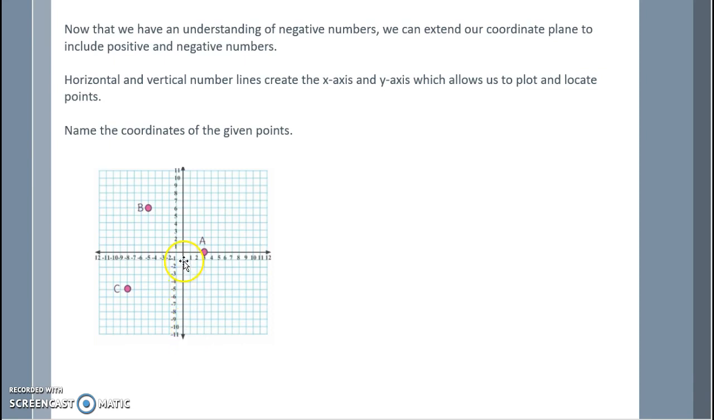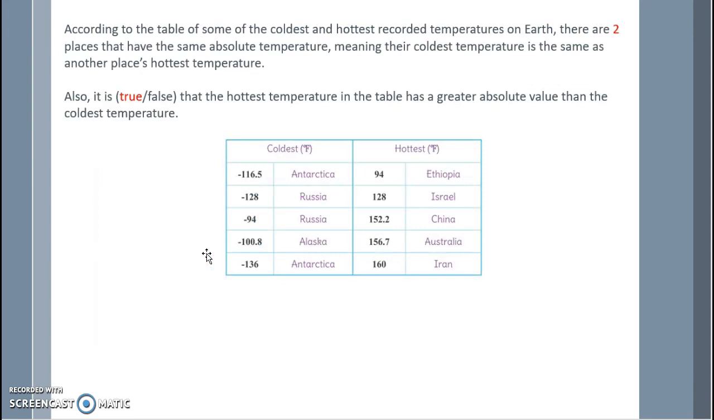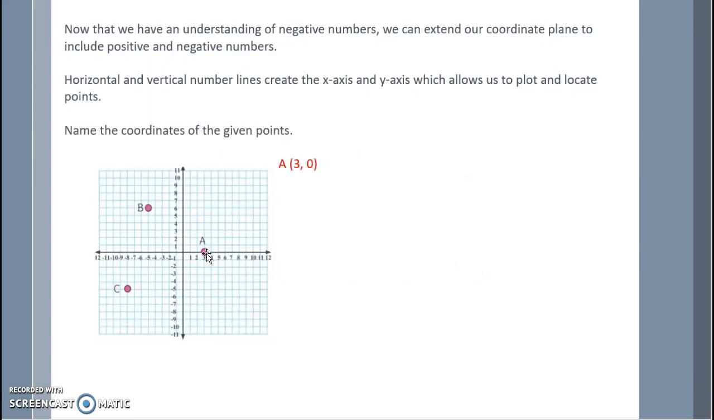Let's start with A. Starting at the origin, we move to the right 3 units and neither up nor down. So the point is (3, 0). Starting at the origin, we move left 5 units and up 6 units, so (-5, 6). Starting at the origin, we move left 8 units and down 5 units, so (-8, -5).